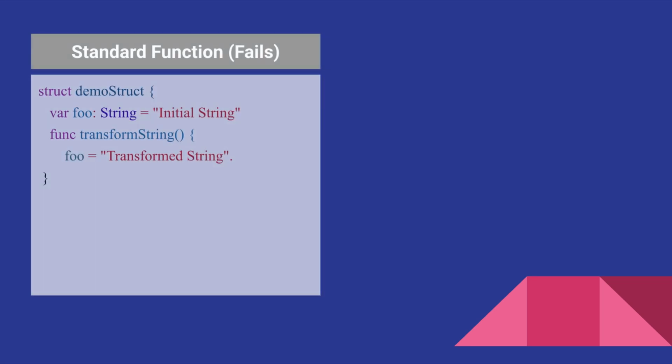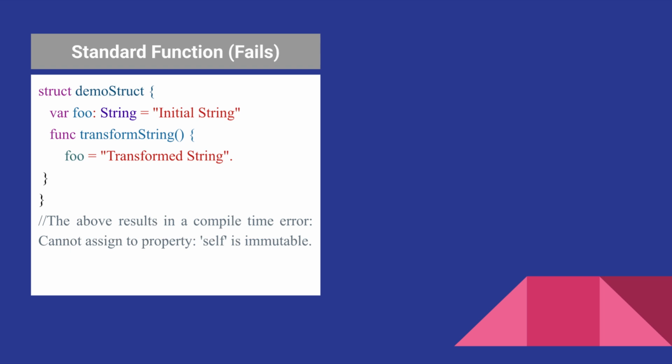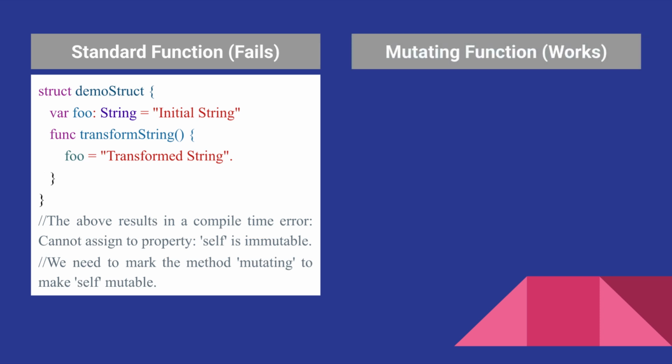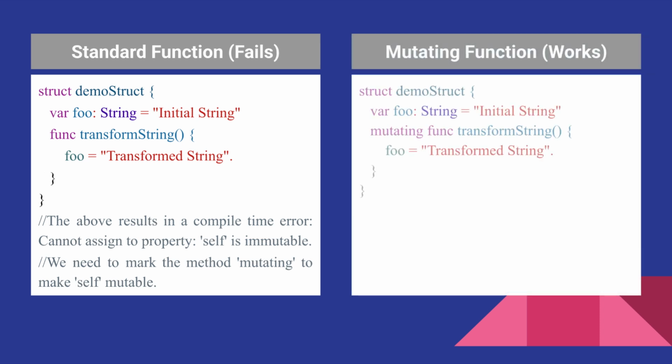If we have a simple structure called DemoStruct with a variable property named foo, and we try to change that string inside a standard function, our build will fail. The compiler steps in with a clear error saying, "cannot assign to property, self is immutable." To resolve this instantly, look at the right side. We simply add the mutating keyword directly in front of the function. This gives the method proper write access to modify foo with 0 errors. Explaining mutability simply shows an interviewer you know exactly how Swift handles value constraints under the hood.